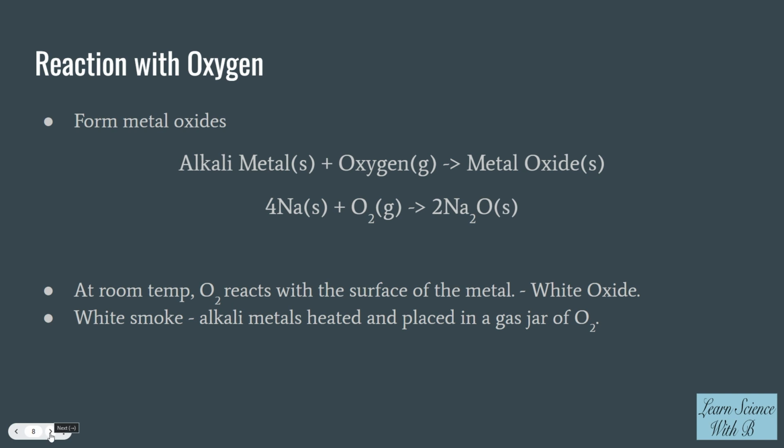Alkali metals burn vigorously when heated and placed in a gas jar of oxygen. This oxide forms white smoke. Reactivity increases down the Group 1 elements, so their reactions with oxygen get more vigorous.